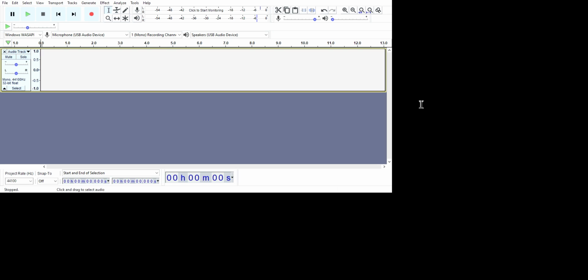So for example, you can change vibrato in your voice by doing something like this, like this. And you could also try to make the vibrato more rapid by doing something like this.